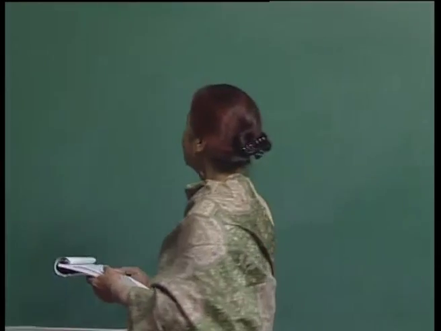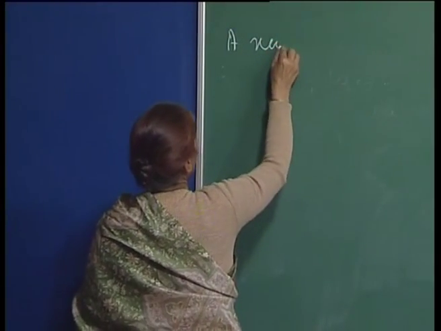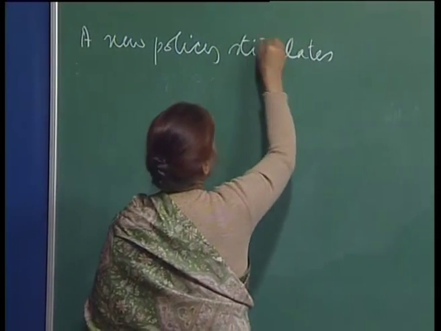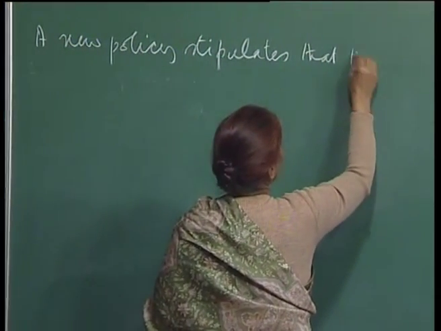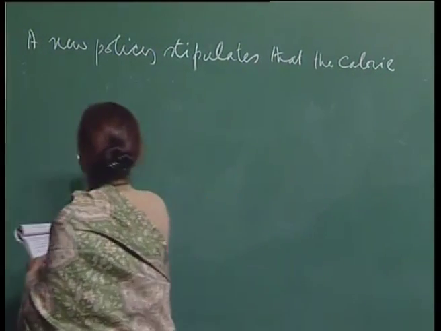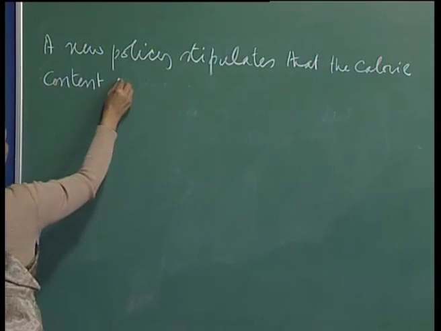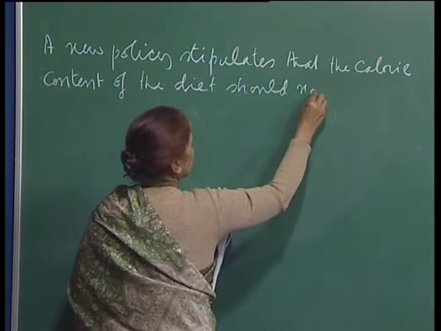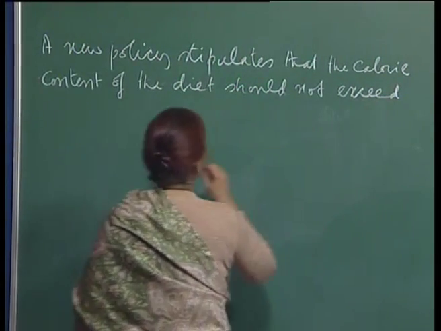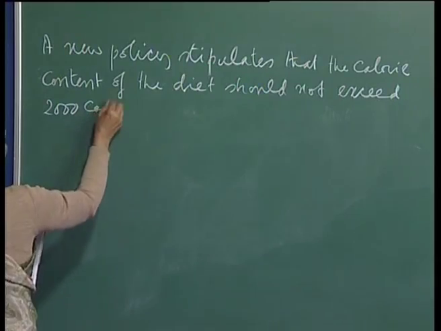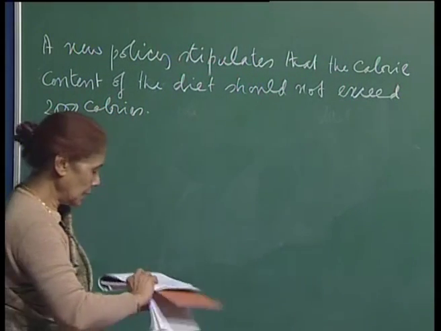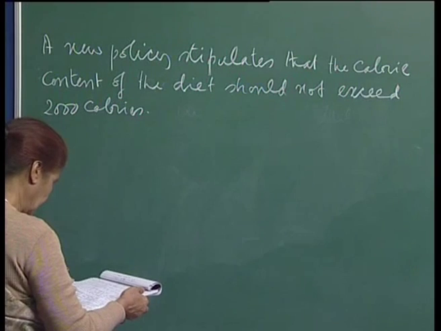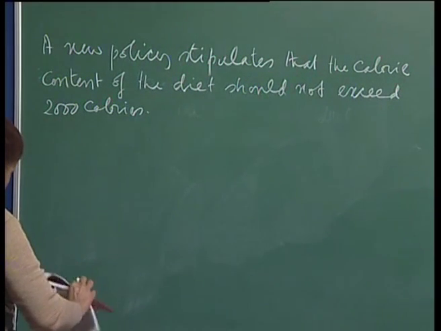So, suppose a new policy stipulates that the calorie content of the diet should not exceed 2000 calories. Okay, so that means the constraint is of the less kind. And of course, you have to know what the calorie contents of the 6 foods are that you are considering. So, yes, let me just have the data here.